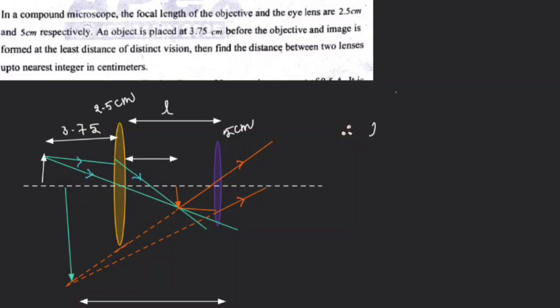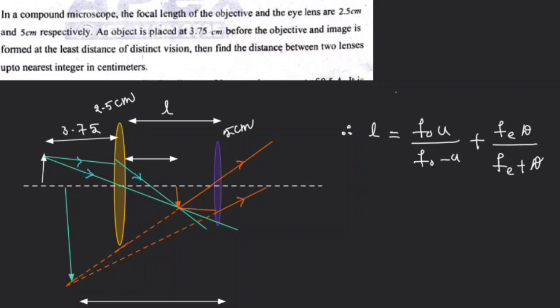If you remember the formula, you can write this tube length for maximum magnification as f0 u by f0 minus u plus fe into D by fe plus D. So substitute all the values, you will get everything, right? So that is a shortcut for this. You need to keep this in your mind, right?